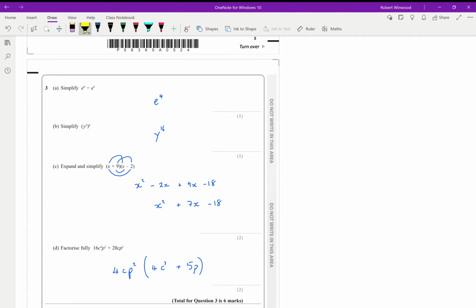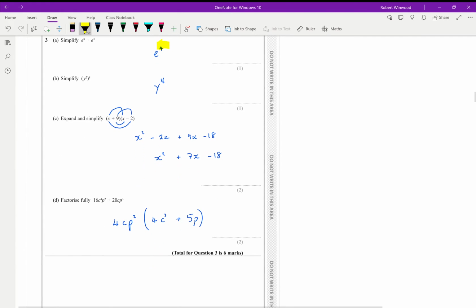When you're dividing powers, you subtract them, so 9 take away 5 gives me e to the 4. A power to a power, you multiply them, so y squared to the power 8 is y to the 16. Multiplying out brackets, so FOIL: first times first, outside times outside, inside times inside, last times last gives us this, and then just tidy up.